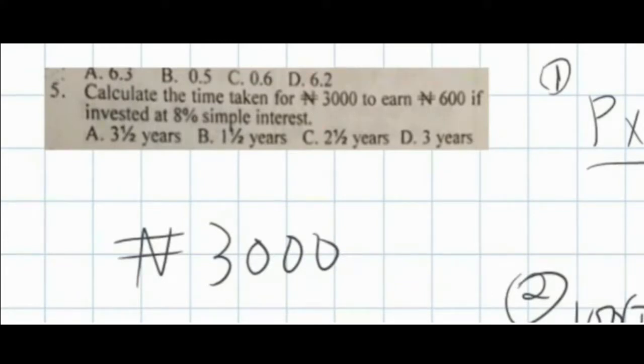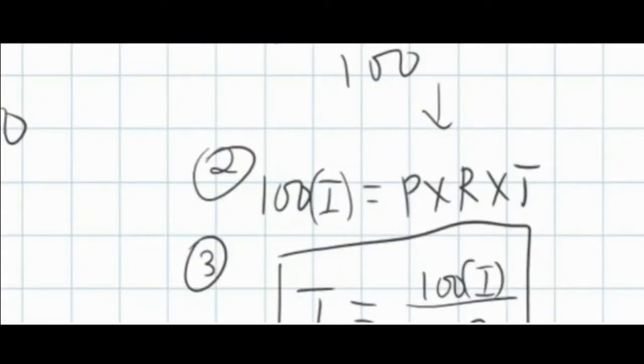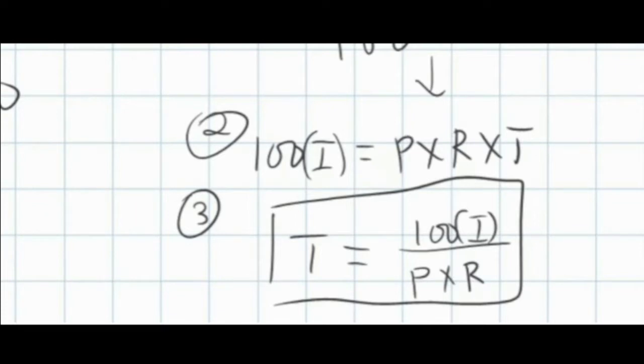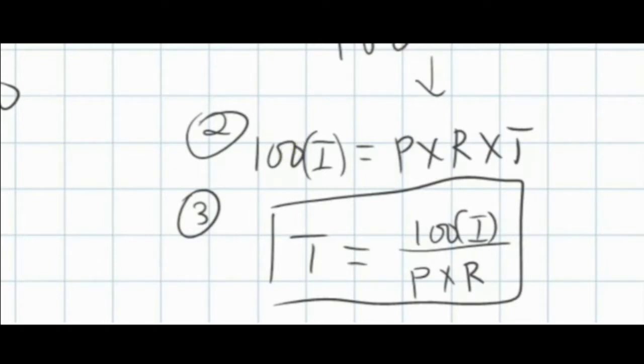Question 5 asks us to calculate the time taken for 3,000 Naira to earn 600 Naira if invested at 8% simple interest. So the way that I've solved this is I've said to first take the equation for simple interest. So you have here your principal, your rate, time divided by 100, and that will give you your interest. And so let's keep in mind what they're asking here. They said calculate the time taken. And so what you would want to do is you would want to solve for time. So that's what I've done in steps 2 and 3 here. I've simply isolated this part.